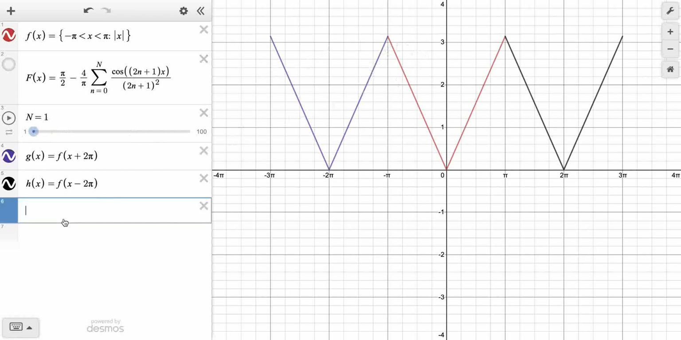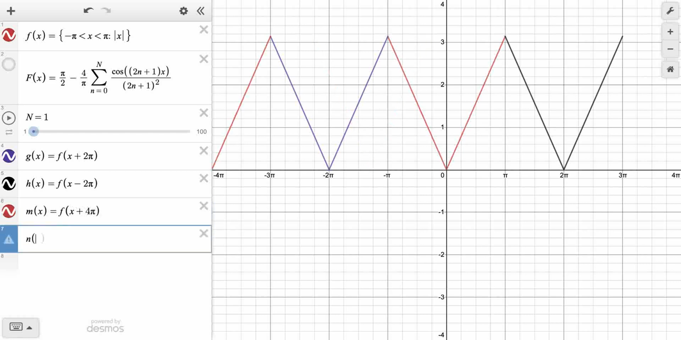I mean, you can extend your function even more. So m of x equal f of x plus 4 pi, and n of x equal f of x minus 4 pi, if you want to continue all your extension, and you can see.